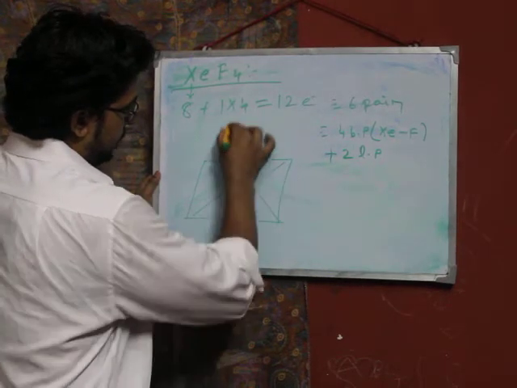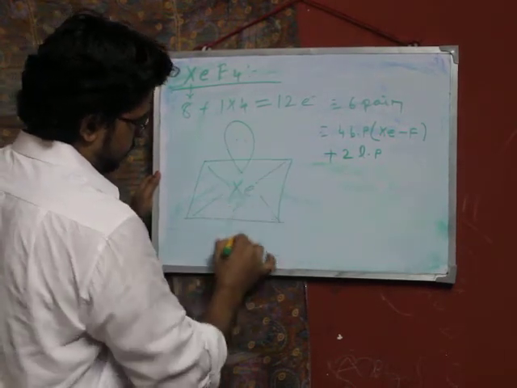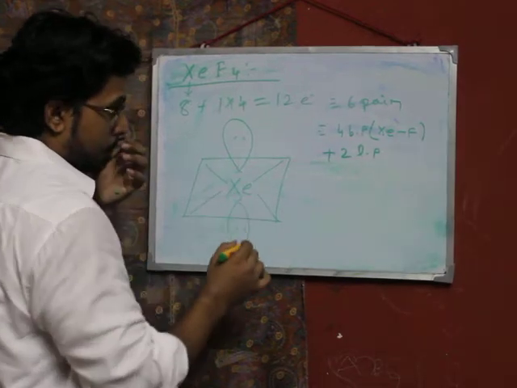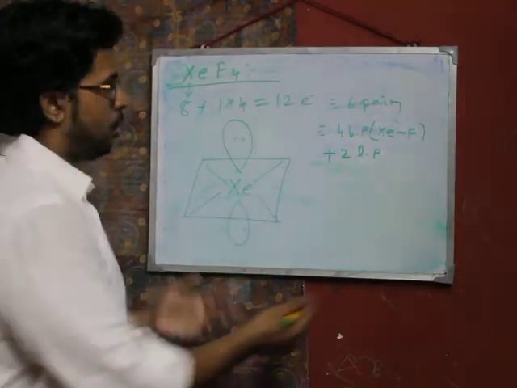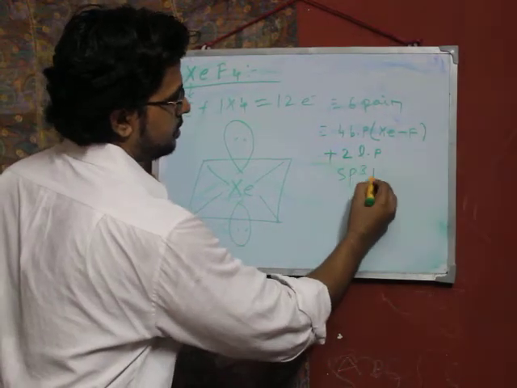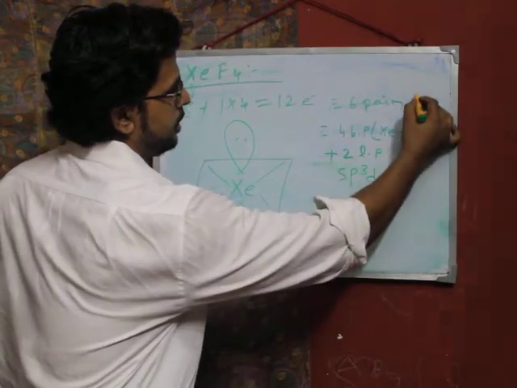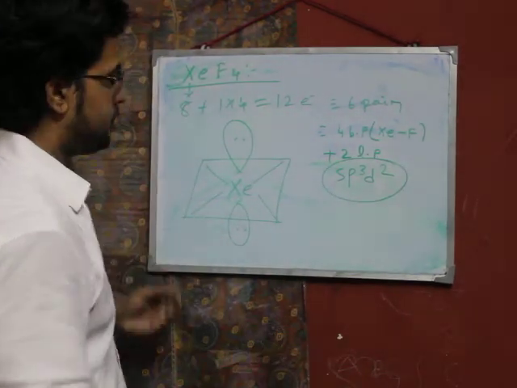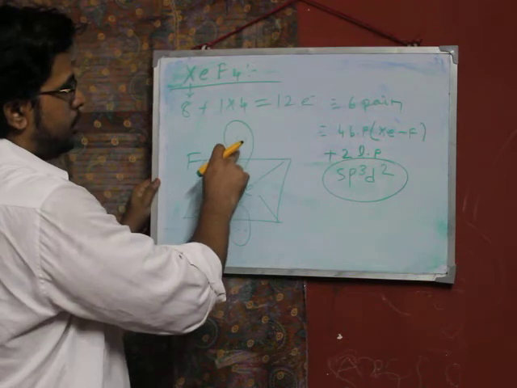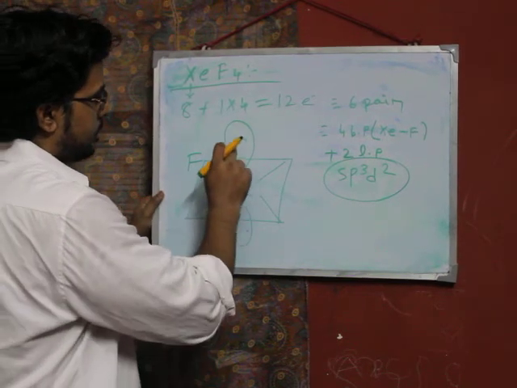The lone pairs will be situated in the axial position, because we already know that in case of 6 geometry, sp3d2, in case of 6 geometry, the lone pair will occupy the axial position.